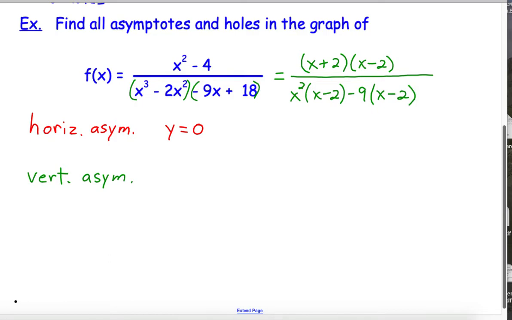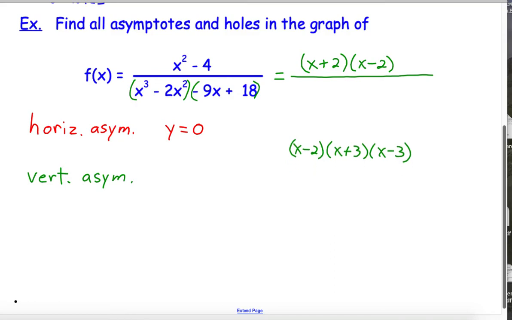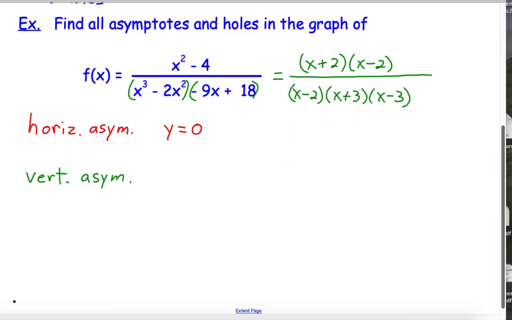Now I can further factor this. I have an x minus 2 in both of those, and then I have an x squared minus 9. And then the x squared minus 9 I can further factor to be x plus 3, x minus 3. Alright, so let's put the simplified answer here. Boom. Alright, let's cancel any common factors.